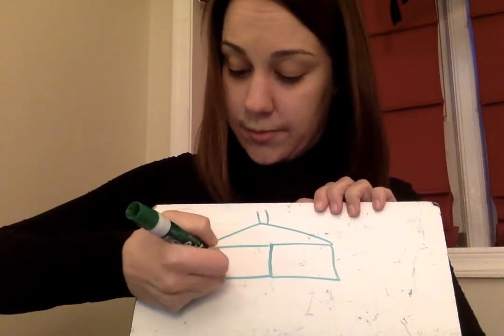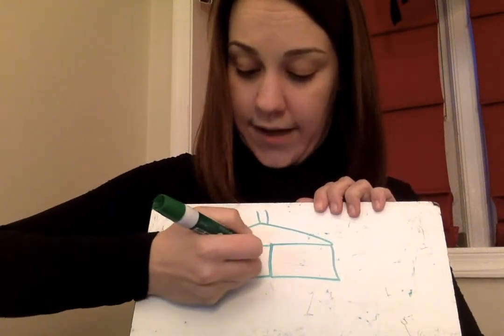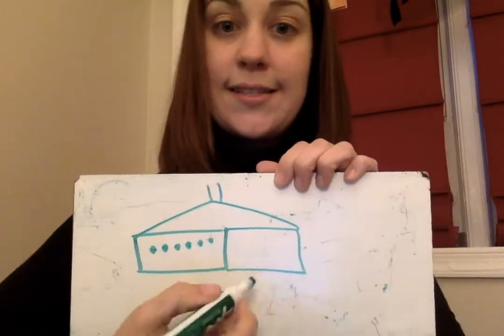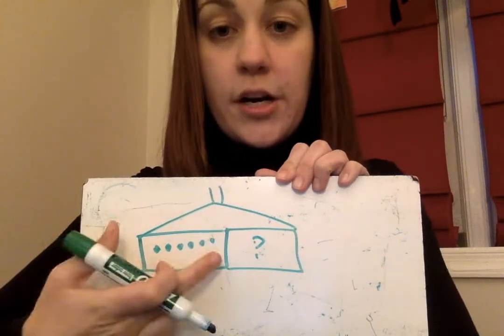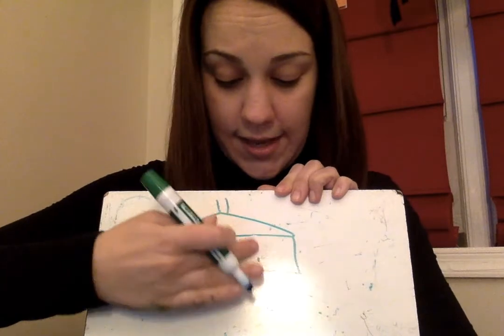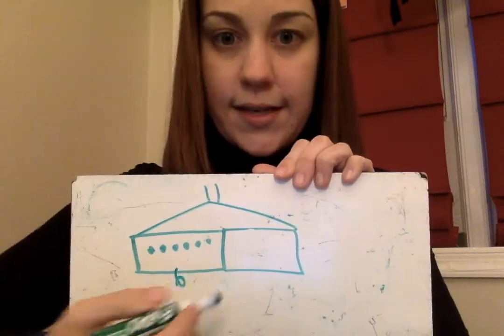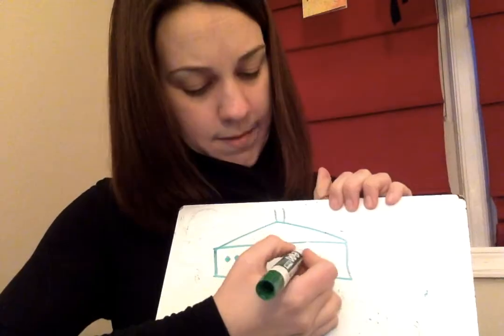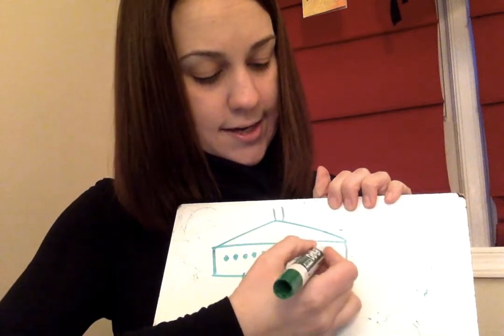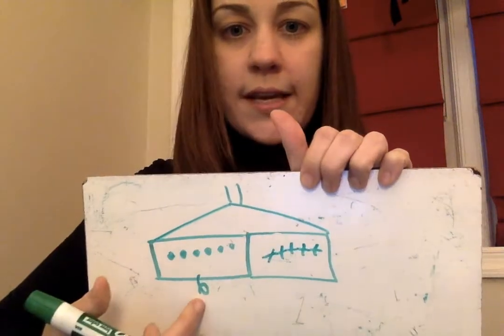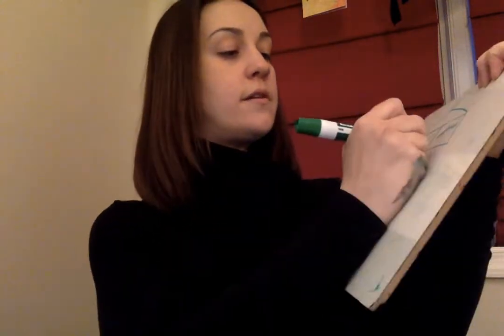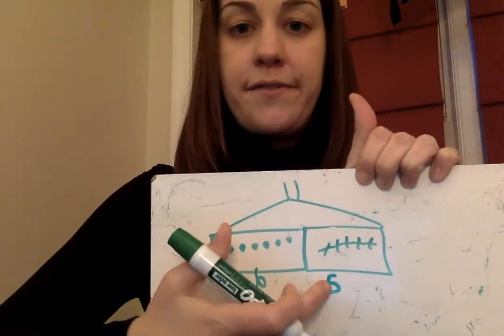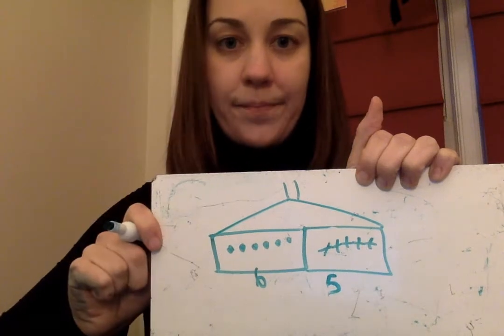I had 6: 1, 2, 3, 4, 5, 6. I got some. Now I have this whole of 11. They start counting here in the 6, and then they count on. 6, 7, 8, 9, 10, 11. Then they count how many X's: 1, 2, 3, 4, 5. 6 and 5 is the same as 11.